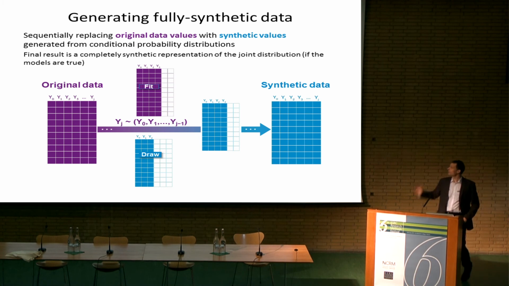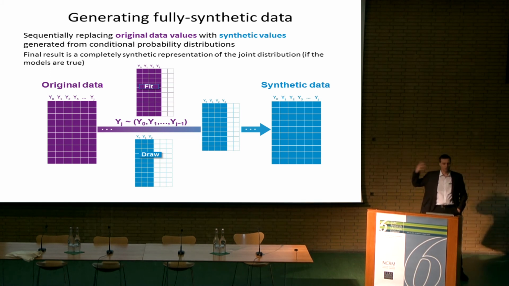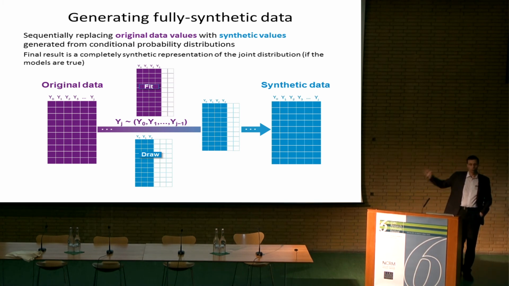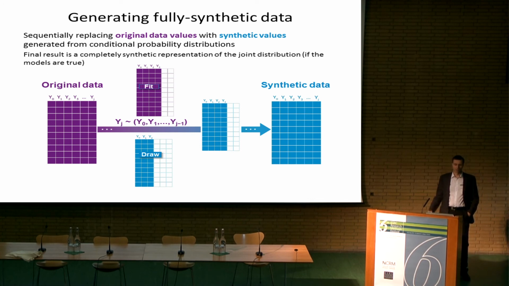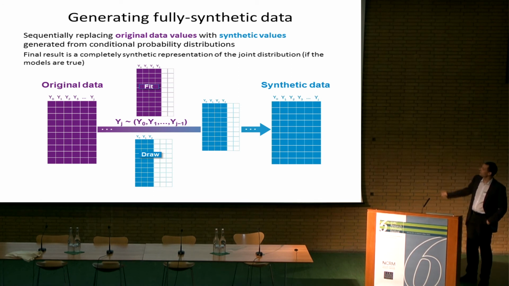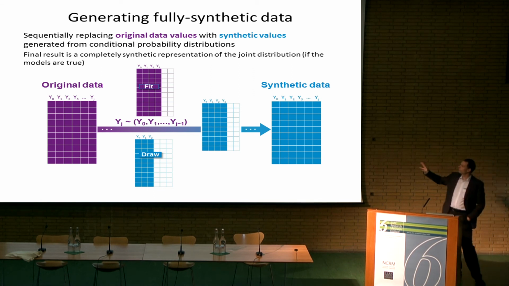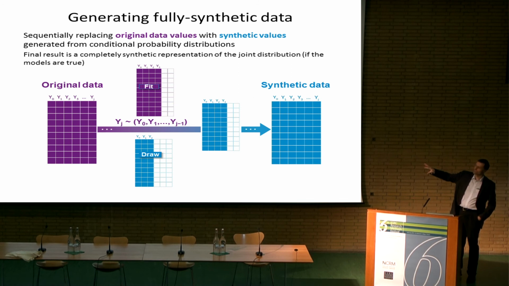Okay, so on the right-hand side, you have the original data. You fit a statistical model to that. You then draw a version of that, and you may do it sequentially. So you may regress y1 on y0, and y2 on y1 and y0, etc. And at the end, you can then draw a synthetic data set that in some ways you want to mirror the structures in the original data set.